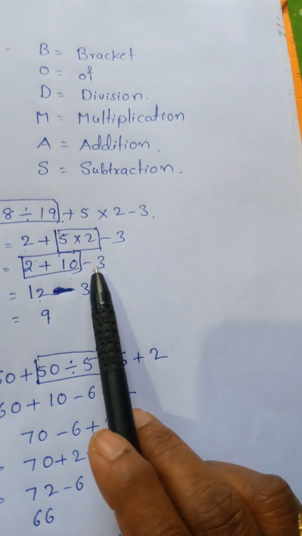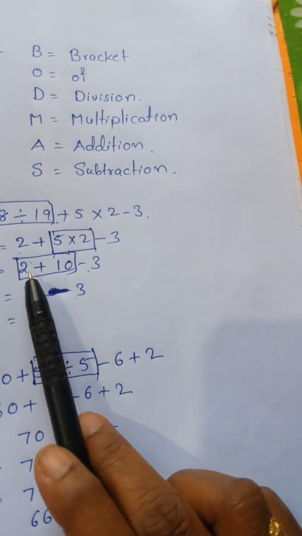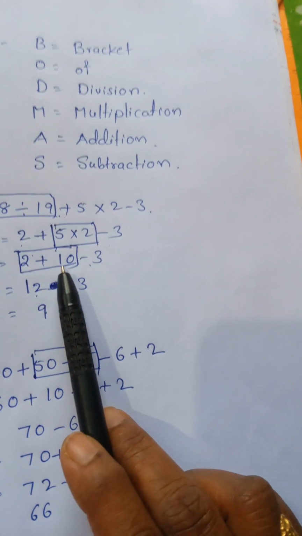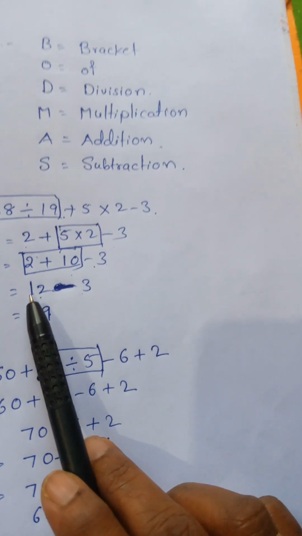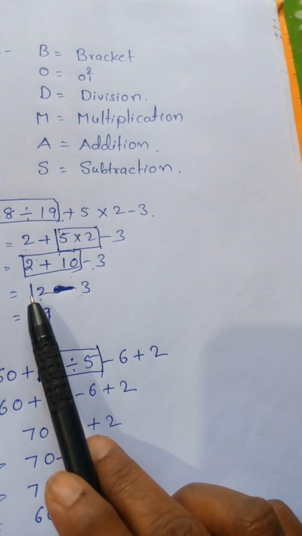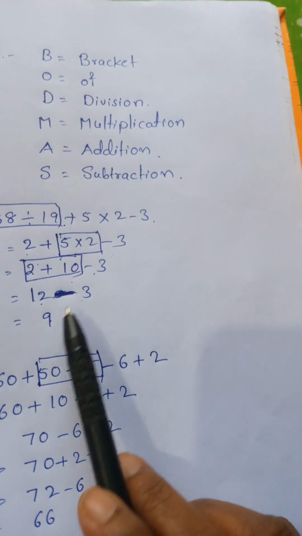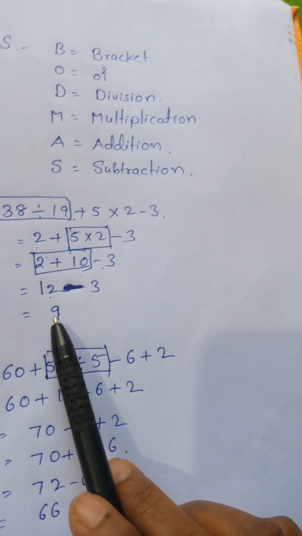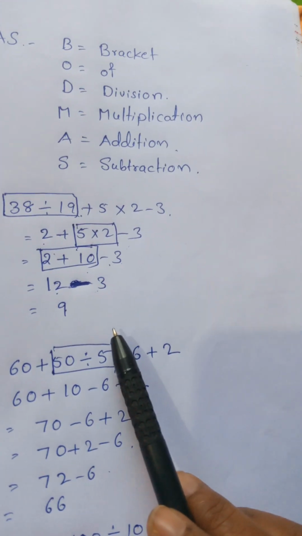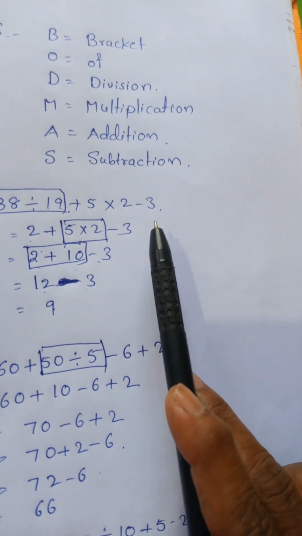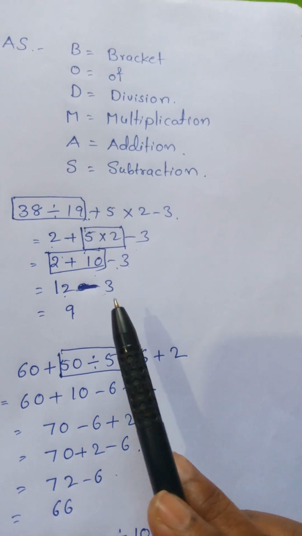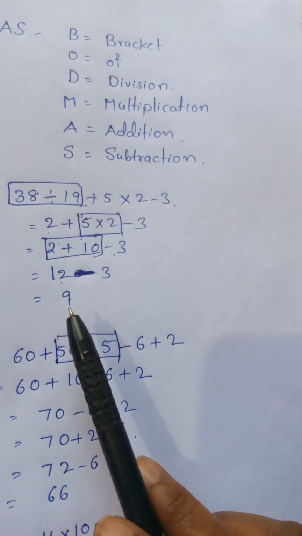Then minus 3. Then 2 plus 10, how much? 12. 2 plus 10 is 12. Both are added. Then we get 12 minus 3. 12 minus 3 how much? 9 is the answer. So 38 ÷ 19 + 5 × 2 − 3, using the operations, the answer is 9.